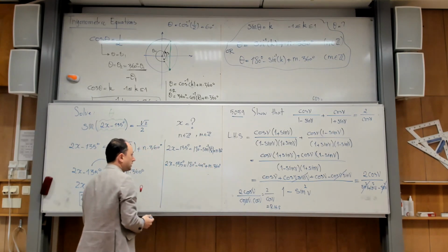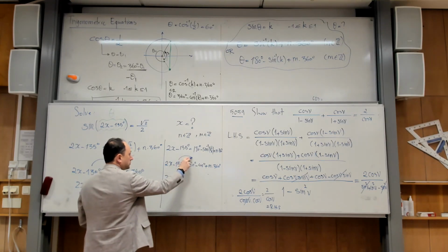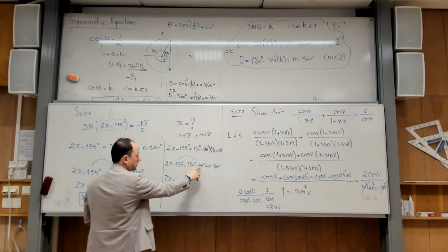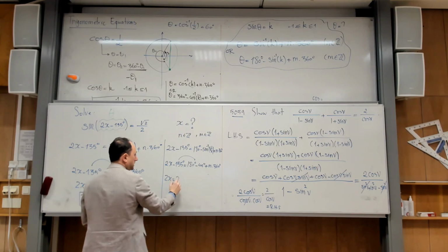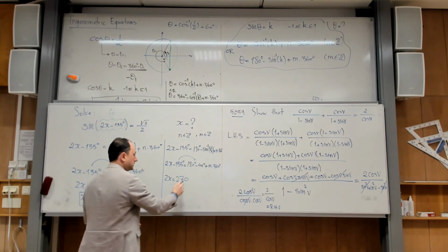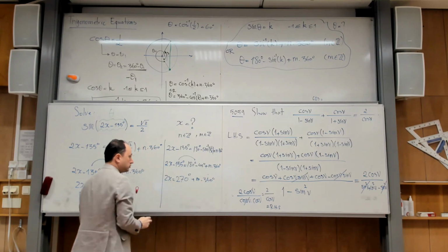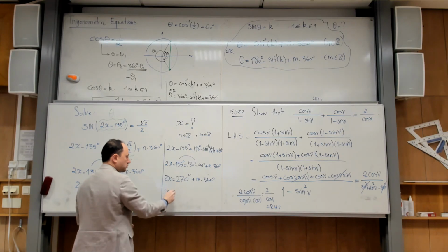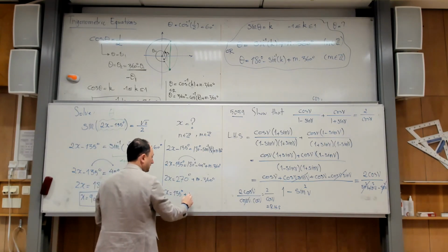Let us simplify this. So what happens? So 2x, I move this one to the other side as well. Let us do some calculations. 180 minus 45 is 135, and another 135 here is 270. And then I have m times 360 degrees. And because I want to make x alone, I divide everything by 2. So this becomes 135 degrees again, and that becomes 180.